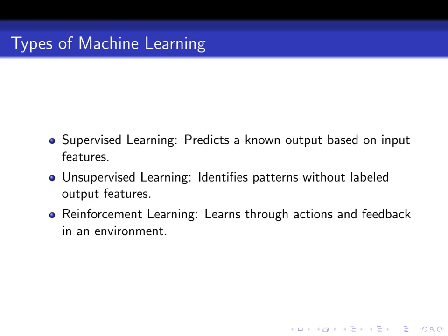There are 3 main types of machine learning. Supervised learning predicts a known output based on labeled input data. Unsupervised learning identifies patterns in data without labeled outputs. Reinforcement learning uses feedback to optimize decisions in an environment.